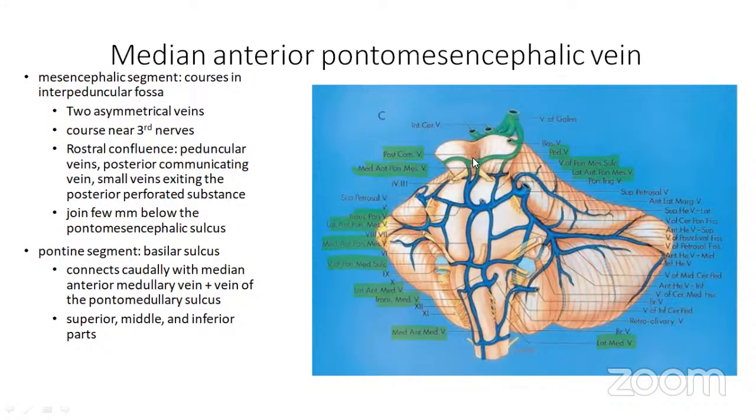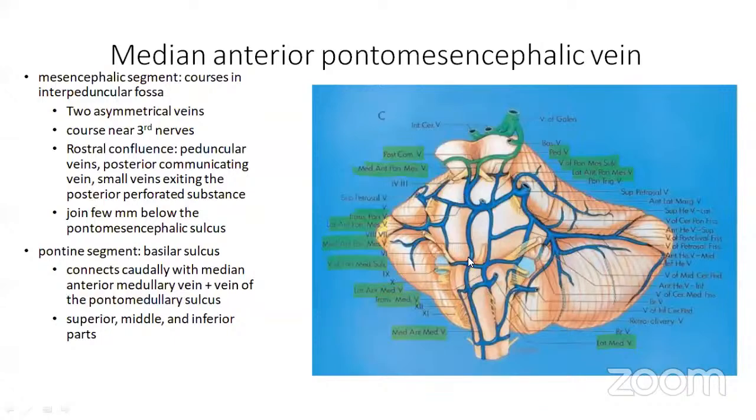It can also be communicated, it has a tributary from small veins exiting the posterior perforated substance as well. It courses inferiorly a few millimeters below the pontomesencephalic sulcus. It forms the pontine segment of the median anterior pontomesencephalic vein. The pontine segment courses in the basilar sulcus. It connects caudally with the median anterior medullary vein and the vein of the pontomedullary sulcus.